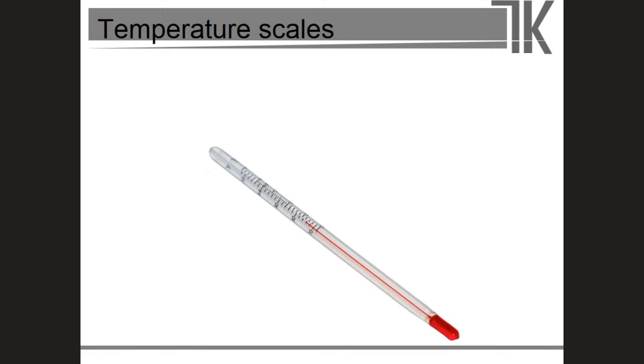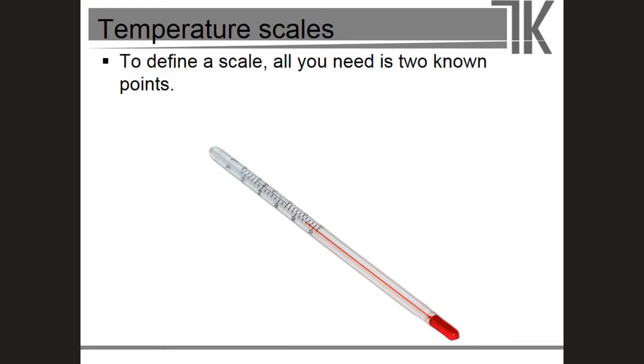For us, measuring temperature is quite trivial. You put a thermometer into the thing that you want to measure the temperature of, and you read the thermometer. Now, we didn't always have thermometers, and people used to make thermometers. So in order to make a thermometer, you need two known points. This could be ice and the boiling point of water.